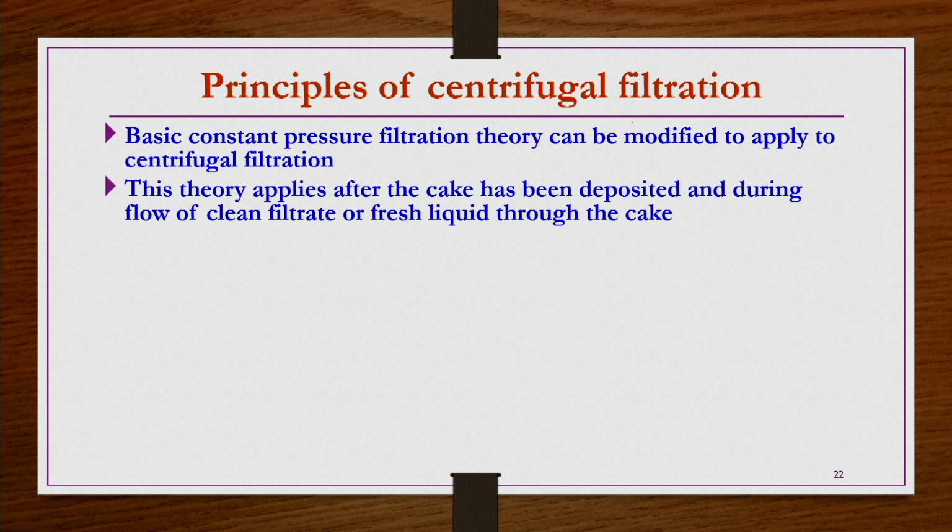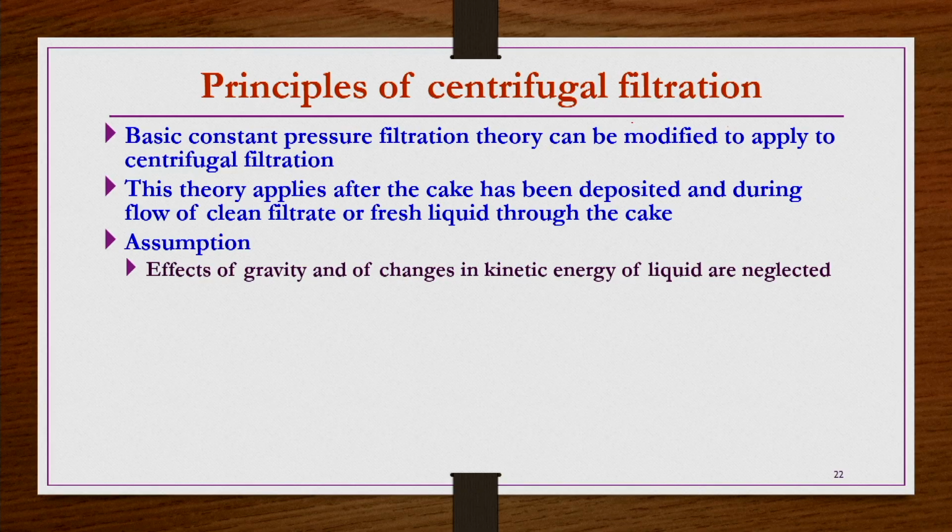So, this theory applies after the cake has been deposited and during the flow of clean filtrate or fresh liquid through the cake. It is a kind of continuous process for the equation that we are going to develop. So, it is valid for the case where a certain amount of cake is already deposited and then the clear filtrate or fresh liquid is passing through the cake. There are several assumptions here because so many things are happening in centrifugal filtration. So, what are those assumptions?